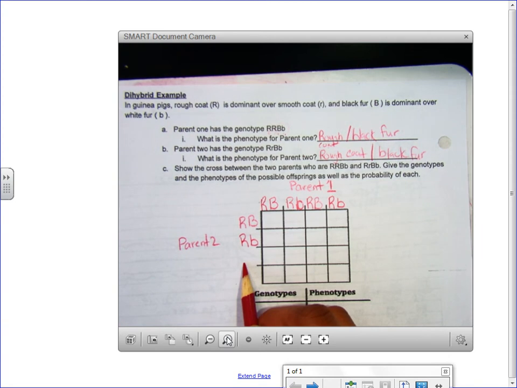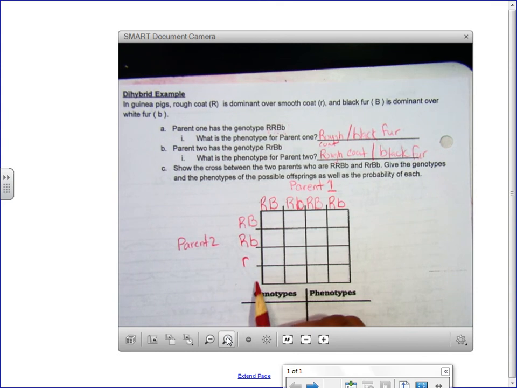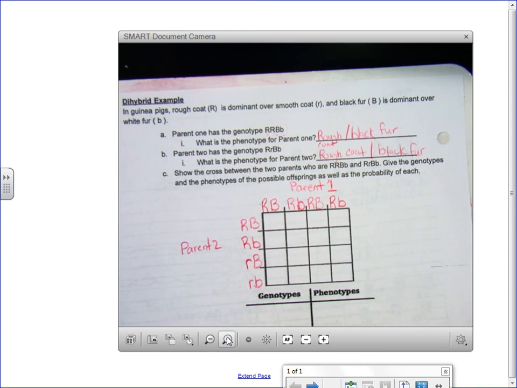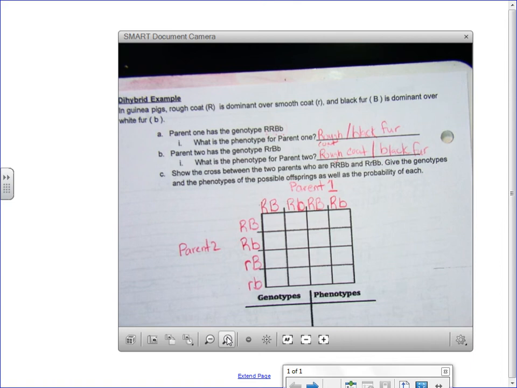Wouldn't it be lowercase r, and capital B? Then what would be here? Yeah, lowercase r, lowercase b. When we're doing it for a dihybrid example, you want to write it like this so you don't get confused. But when you're actually writing out the possibilities of the offspring, always put the dominant first. Any questions so far?